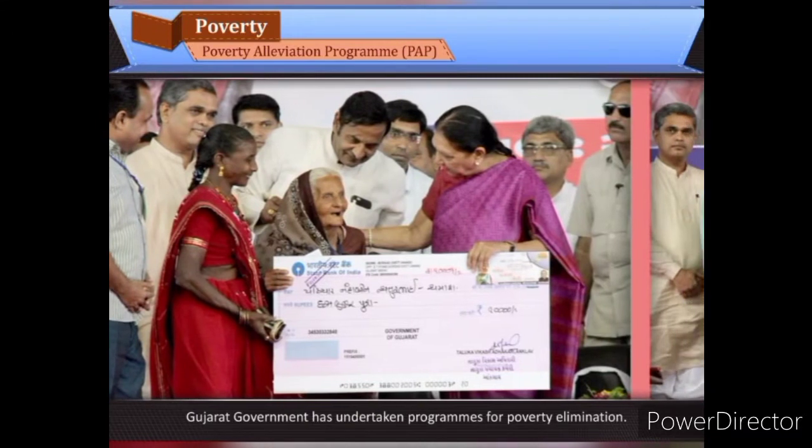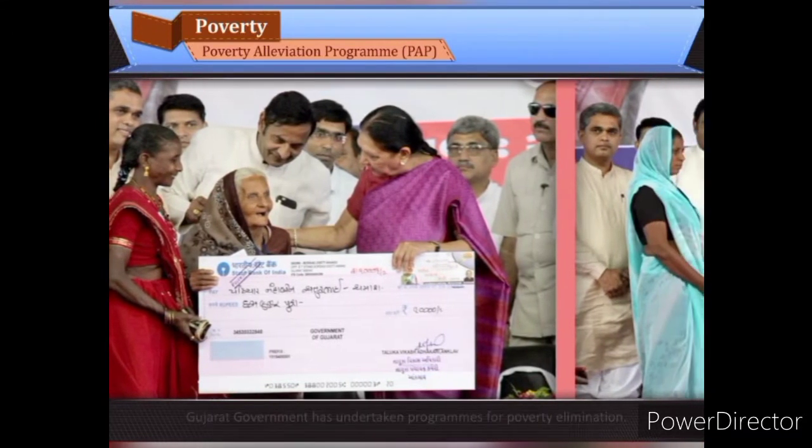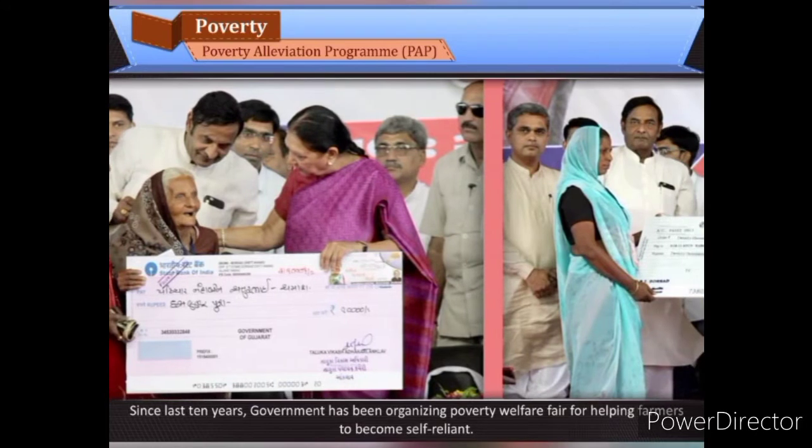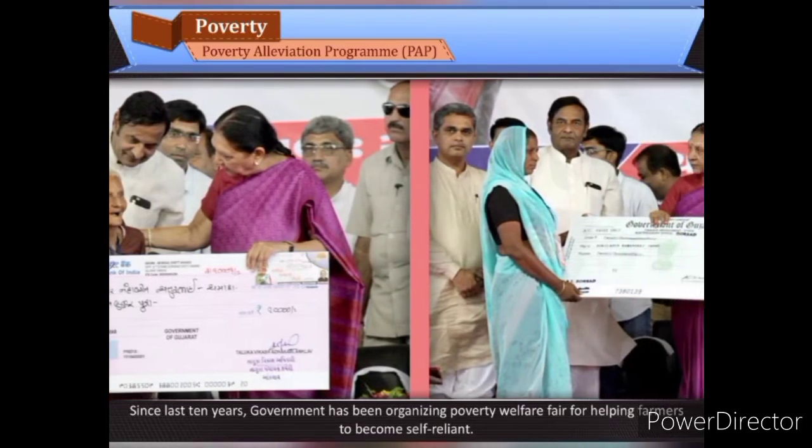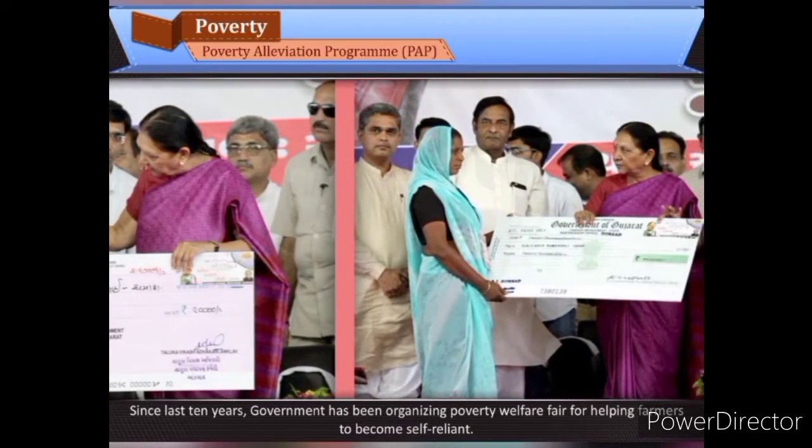Gujarat government has undertaken programs for poverty elimination. Since last 10 years, government has been organizing poverty welfare fair for helping farmers to become self-reliant.